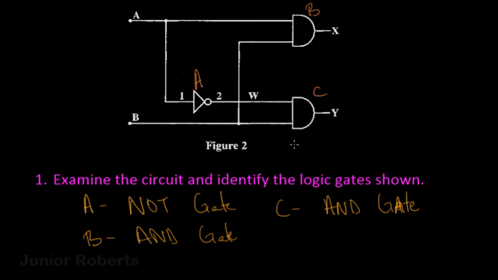As we mentioned the names of these gates, if you need a quick refresher about the different types of logic gates, I've done a complete series outlining all the 5 basic logic gates. I will list it in the description below, and also put a notification at the top of the screen so you can check out that series to learn more about logic gates. So we have identified all 3 logic gates: a NOT gate, an AND gate, and another AND gate. Now let's see what else the question wants us to do.